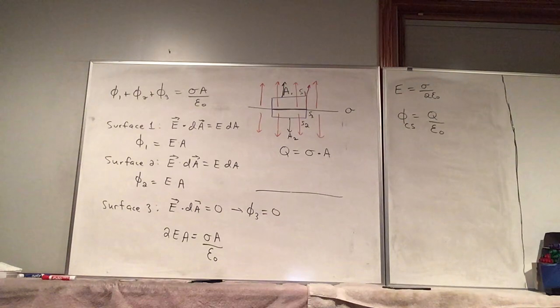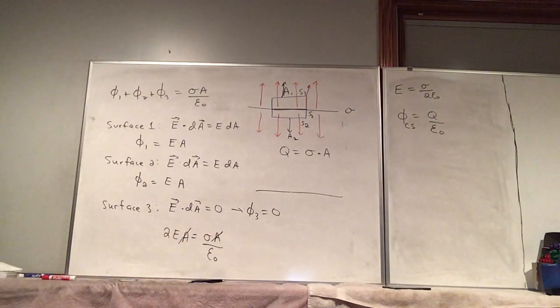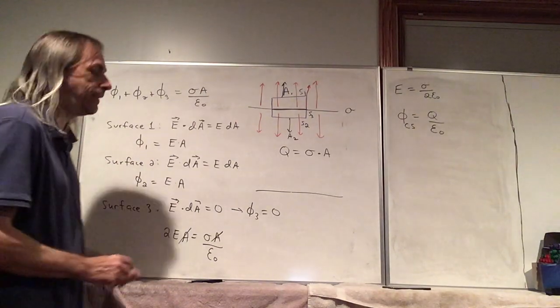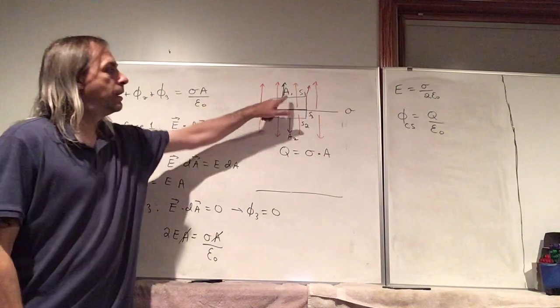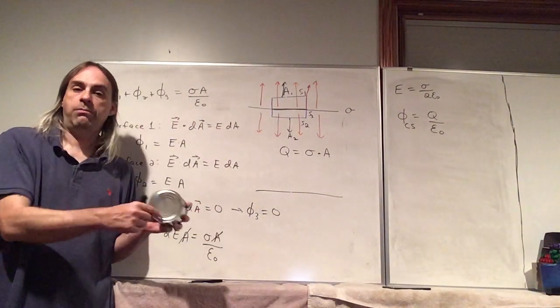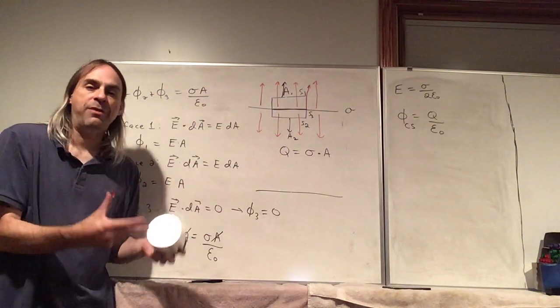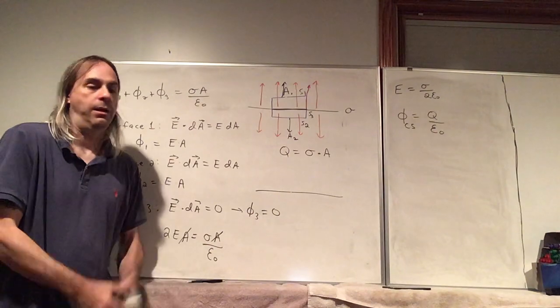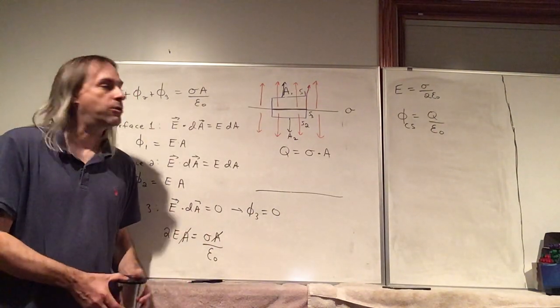And something very important happens here. A cancels out. And that is essential that that happened. Because remember what A is. That is the area of our cylinder, like the flat surface on our cylinder. And again, this is a mathematical surface that we created. And so we just created it to help us calculate the electric field.